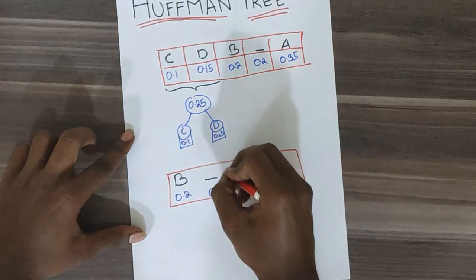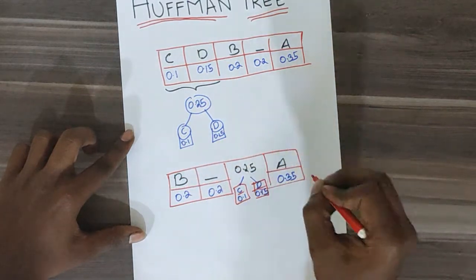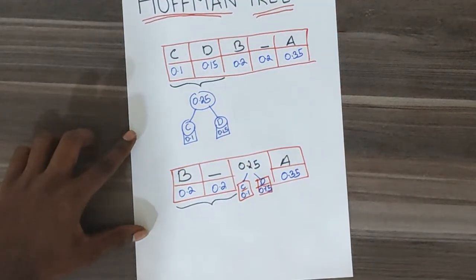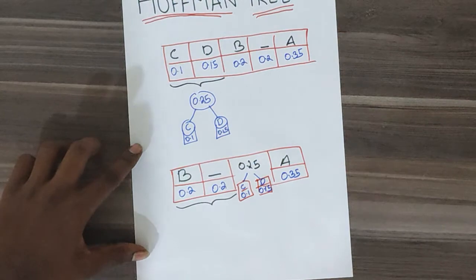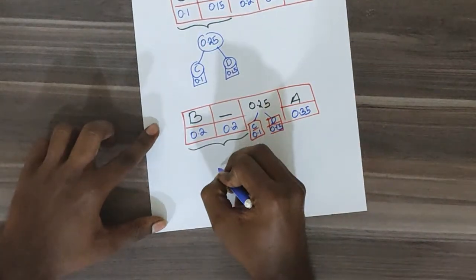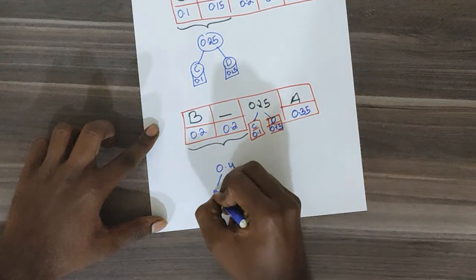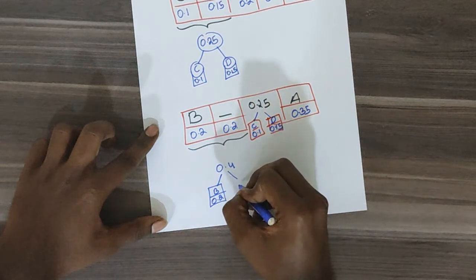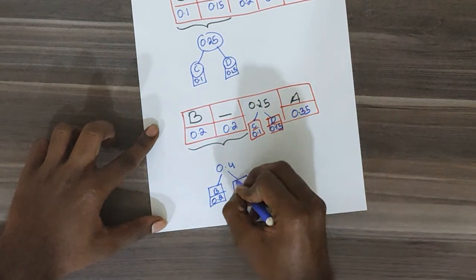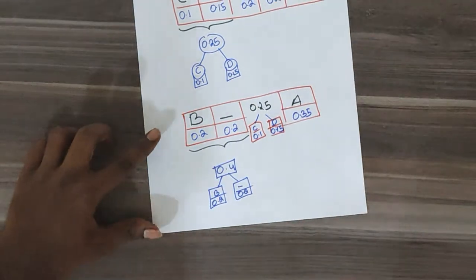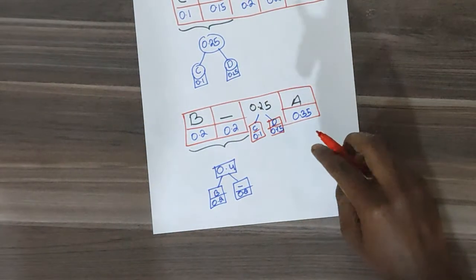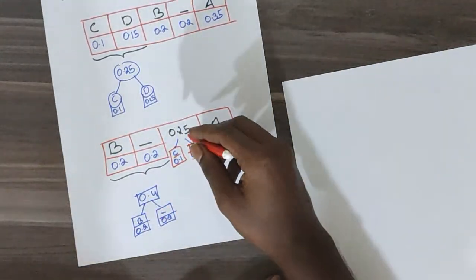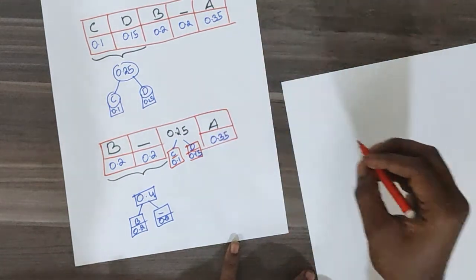Now, similar to before, we again merge the first two. Here these two have relative frequencies 0.2 and 0.2. Adding those frequencies we get 0.4, with B on one side having frequency 0.2 and space on the other side having frequency 0.2, which results in a total frequency of 0.4. Now again we have to rearrange the blocks.